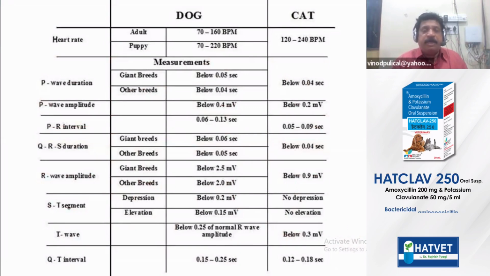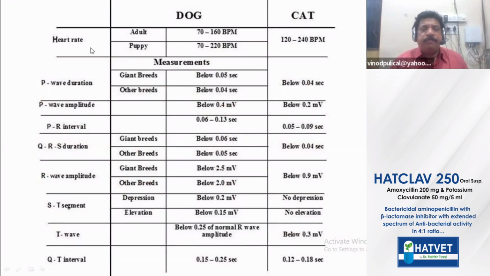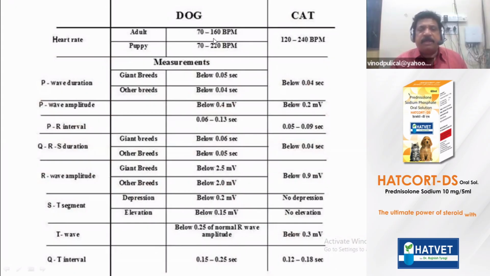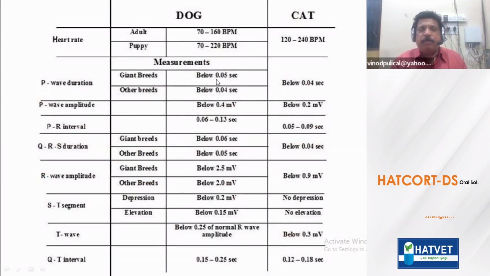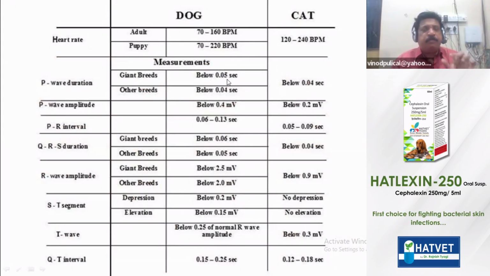These are things which we either have to learn by heart or make a chart and paste inside our OP room. The heart rate of adult, puppy, and cat is written. The P-wave duration is on the x-axis. In giant breeds it should be below 0.05 seconds. One small box is 0.04 seconds. In small breeds, it is below 0.04 seconds.